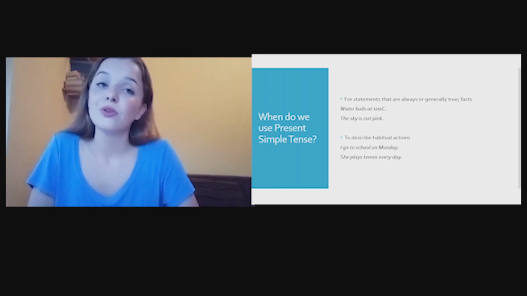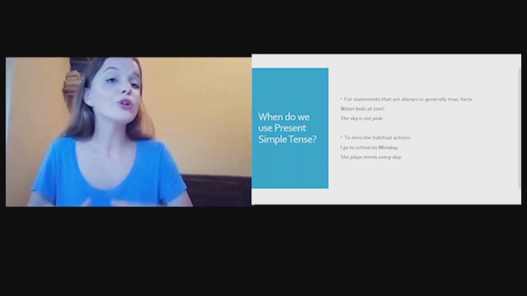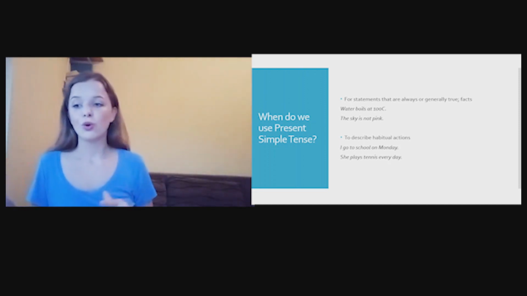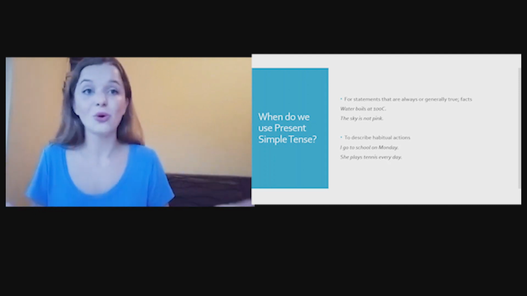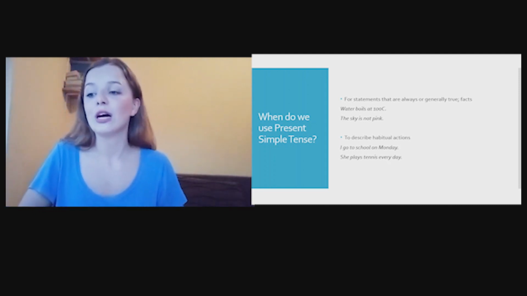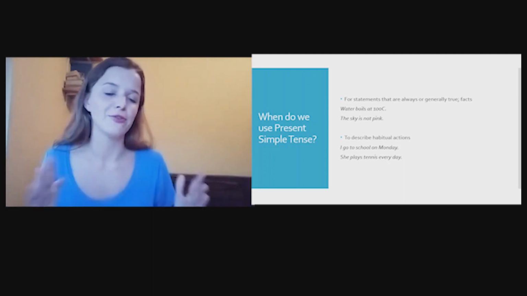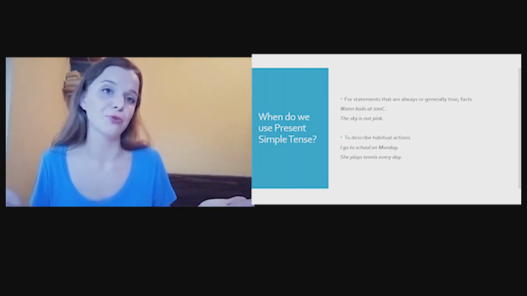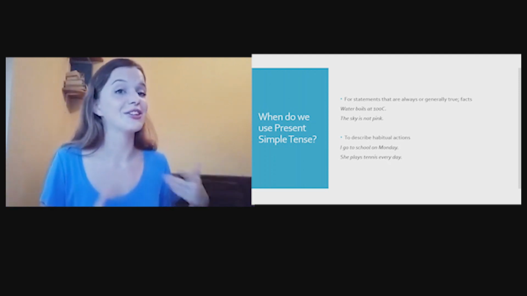So we use it for statements that are always or generally true, or for certain facts, like here, water boils at 100 degrees Celsius. So it's a fact, it's always true, it's a general truth. While you can say the sky is not pink. So it's very obvious, sky is never pink. I mean, you can have a beautiful sunset, but not that beautiful. So we say the sky is not pink.